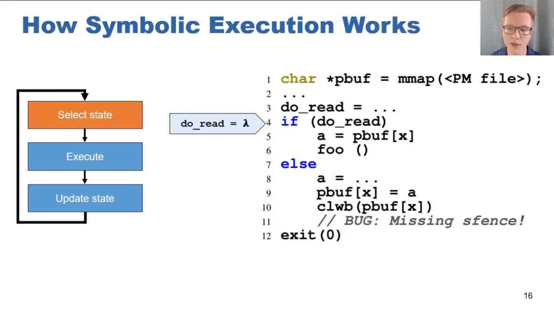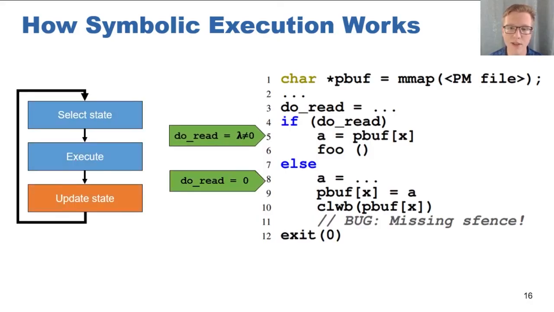So again, we select our state. We then execute the conditional branch. We then update the state, and this causes the state to fork, meaning that the state splits on the conditional statement so that the symbolic values can be consistent with the control flow of the program. In the if block, the statement is only reachable if doRead is not equal to 0, otherwise the statement would have evaluated to false.